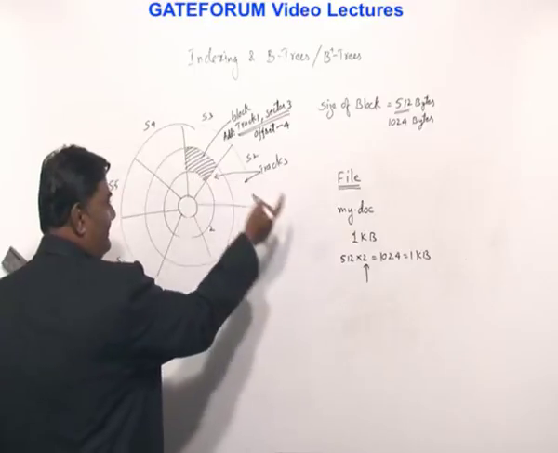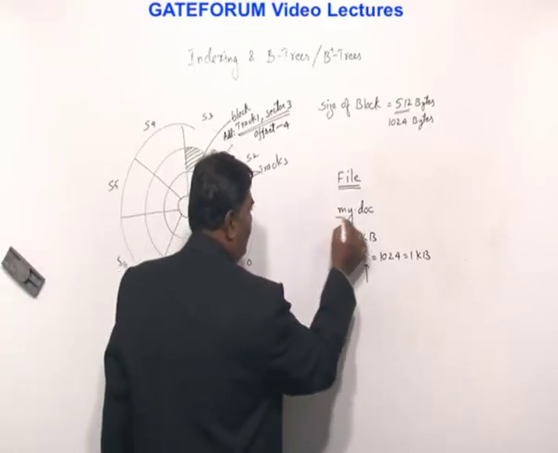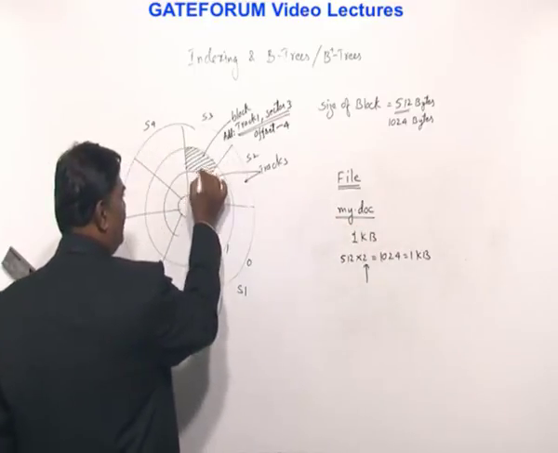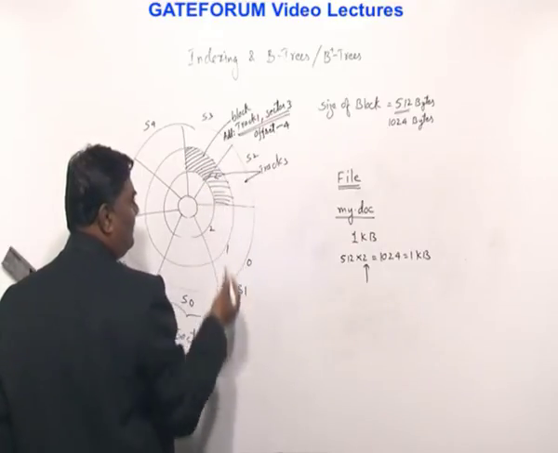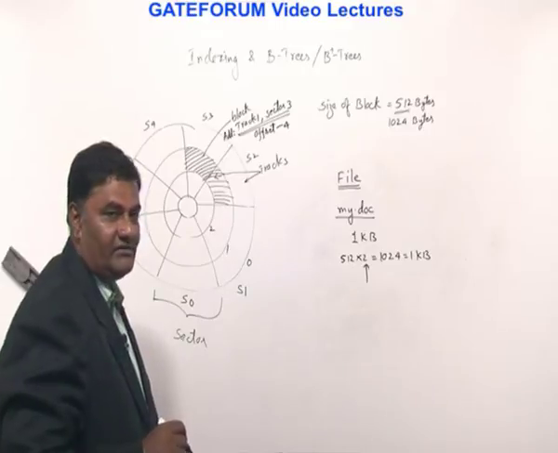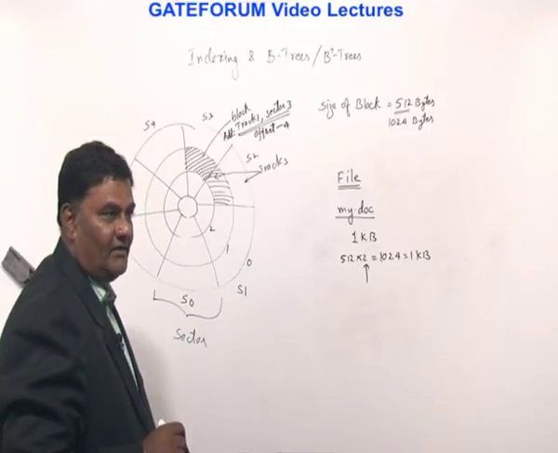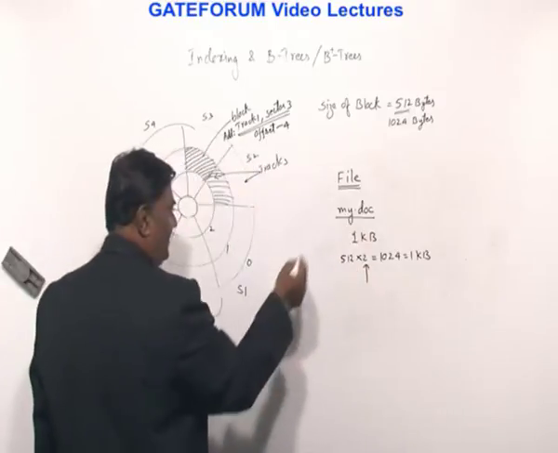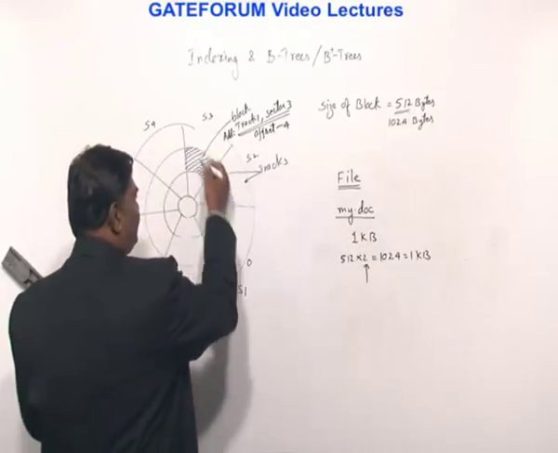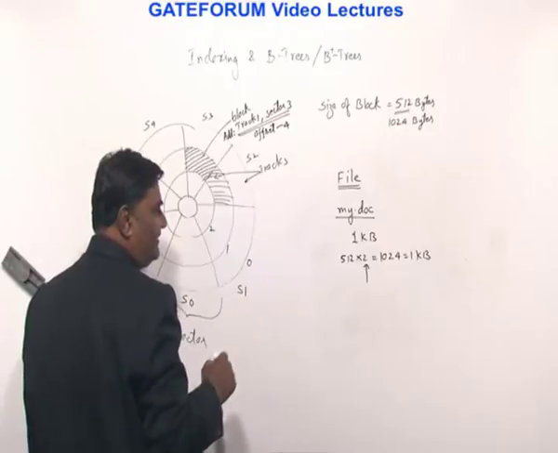So let us say that the file, my.doc, is stored in this block and then the consecutive block. This requires 2 blocks. So 2 blocks are allocated, and the entire data of the file is stored in them. So the file size is 1 kilobyte.